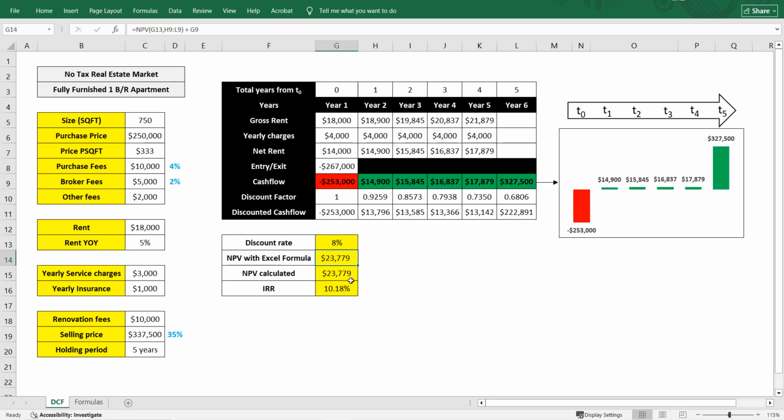Or the second one, which is calculated, we are just going to do the sum from the beginning until the end, right? So we have this plus this plus this plus this plus this plus this one, and we get exactly the same value. As you can see, we have an NPV which is positive. So in this case, we recommend to proceed with this investment.